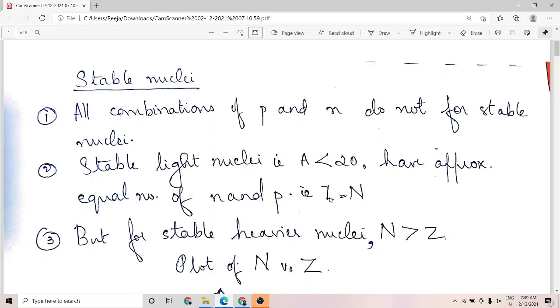Here Z represents the atomic number, which is the number of protons, and N represents the number of neutrons. But heavier nuclei are found to be more stable when the number of neutrons is greater than Z. That is, for those nuclei with atomic number greater than 20, they are found to be more stable when capital N is greater than Z.